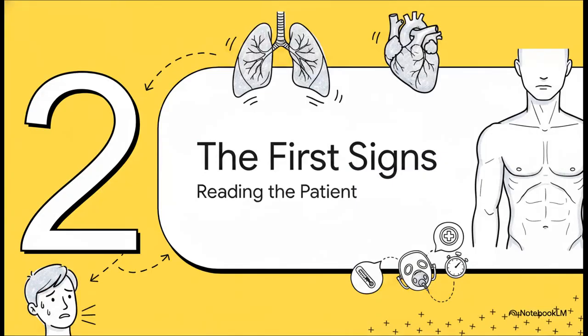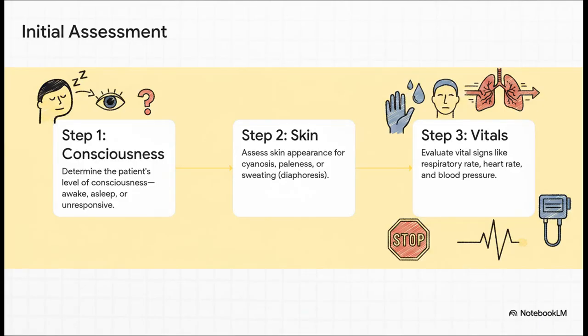Now, let's step away from the textbook and go to the bedside, because long before you see any numbers on a screen, the patient's body is telling you a story. You just have to know the language. So your first assessment is this quick 3-part scan. Number 1, level of consciousness. Are they with you or are they confused and slipping away? Number 2, their skin. Are you seeing that bluish tint, cyanosis, or are they pale and sweating? Those are huge red flags. And 3, the vitals. A skyrocketing respiratory rate and heart rate are the body's first alarm bells.